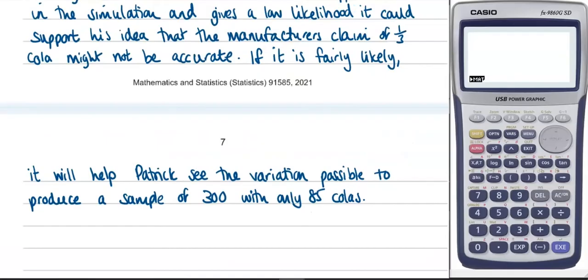And then finally, if the opposite's true, if we do see that there is some likelihood that this happens in the simulation, it will help Patrick to see the variation that's possible that could have produced a sample of 300 with only 85 colas in it.